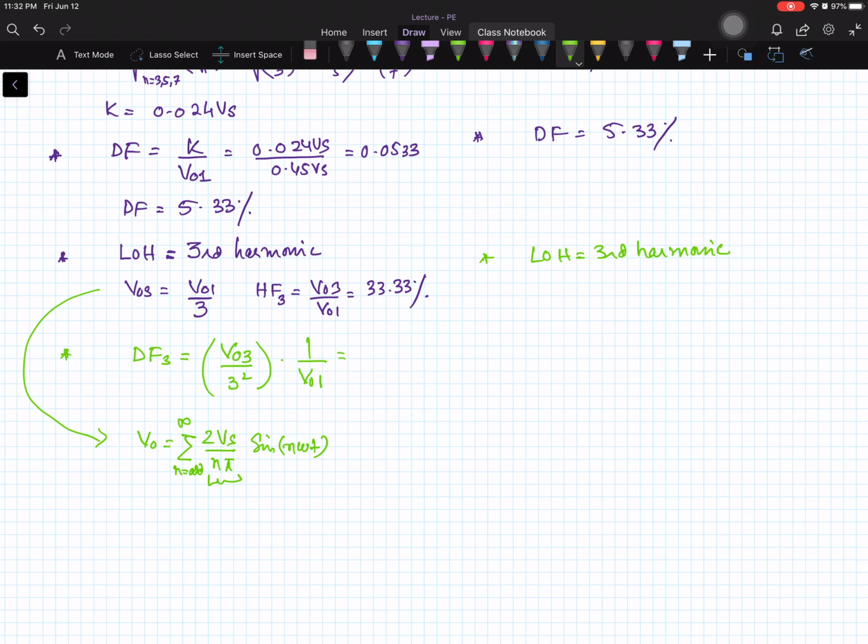Just using this data and placing it over here, you will get 1 by 27. That means the distortion factor because of the third harmonic, when subjected to the second order attenuation, will be 3.704%, and the same will be the case for the full bridge inverter. If you calculate the distortion factor of the third harmonic for the full bridge, it will be given by this expression, and after calculation you will get the same value. So both of these inverters give you the same distortion factor.